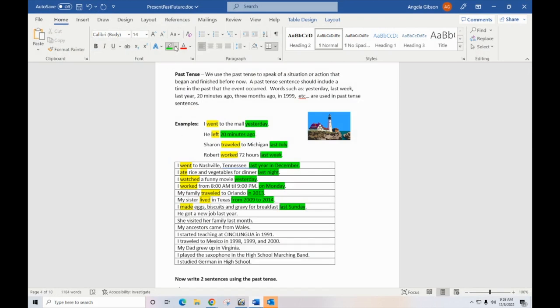Let's look at these, and we'll do the verb first. He got a new job last year. Got is the past tense of get. She visited her family last month. Visit, visited. My ancestors came from Wales. Came is the past tense of come.